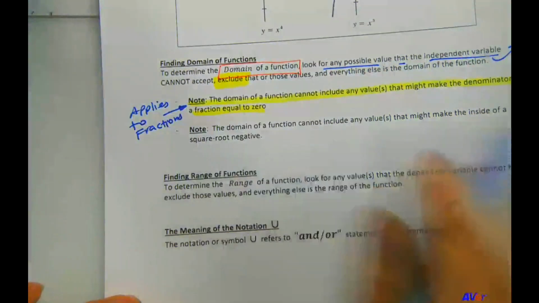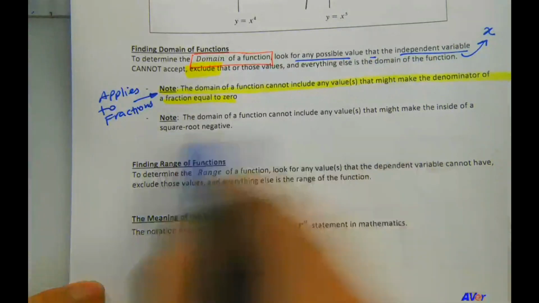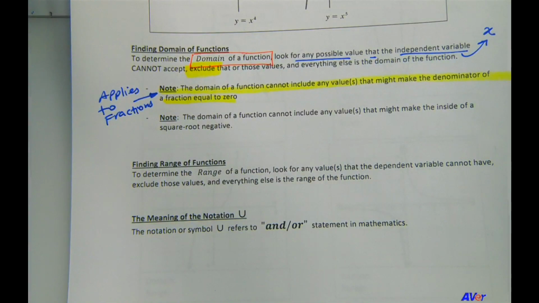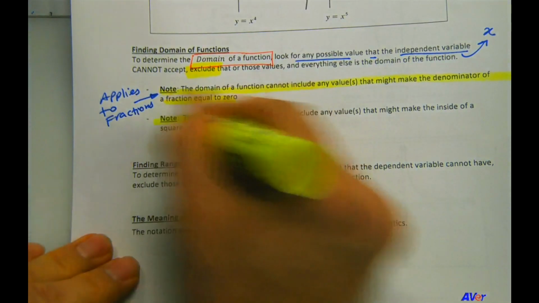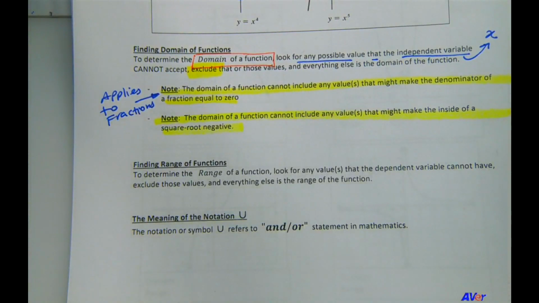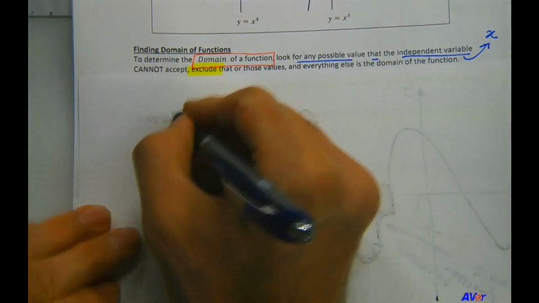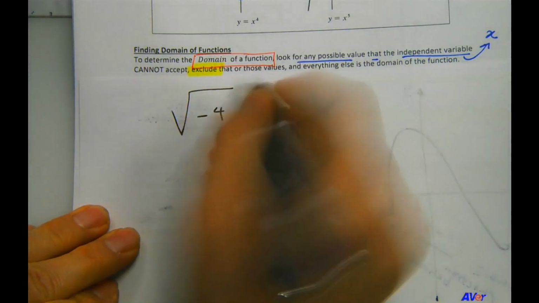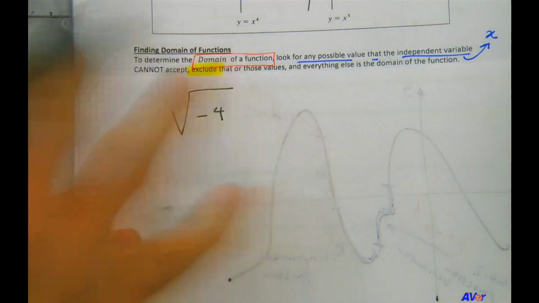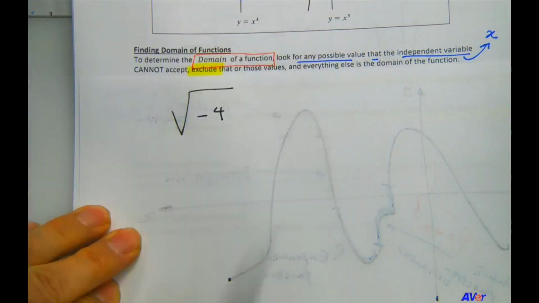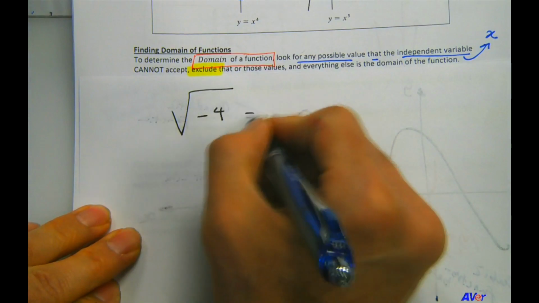This note: the domain of a function cannot include any value that might make the inside of a square root negative. Very important again, right? Notice that the cubic root is okay. Let me bring this scratch paper back to make a point here. If you have an even root, like the square root of -4, this is a complex number. We're not dealing with complex numbers here, in this section at least. So if you have this, then there is no solution.